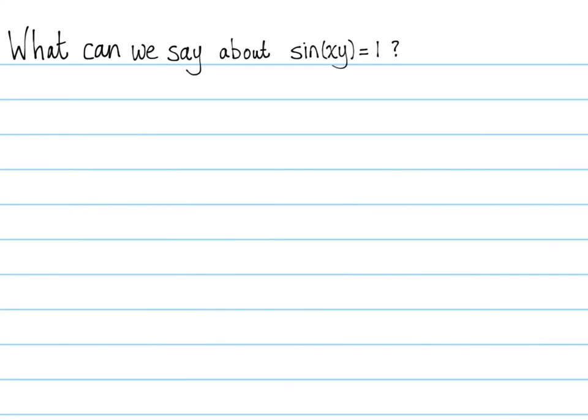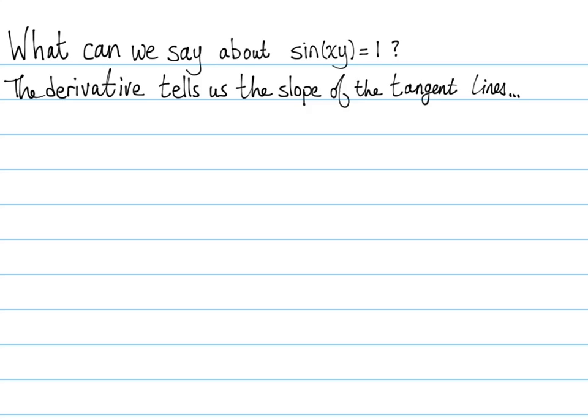Let's take another random equation. We have sine of xy equals 1. This is a terrible looking equation, but let's talk about what we could say about it. Well, it's important to know that the derivative tells us about the slope of the tangent lines. So let's take a derivative and see what we can find about the slopes of the tangent lines. Well, the derivative of sine of xy would have to equal the derivative of 1. Since those two are equal to begin with, their derivatives would be equal.